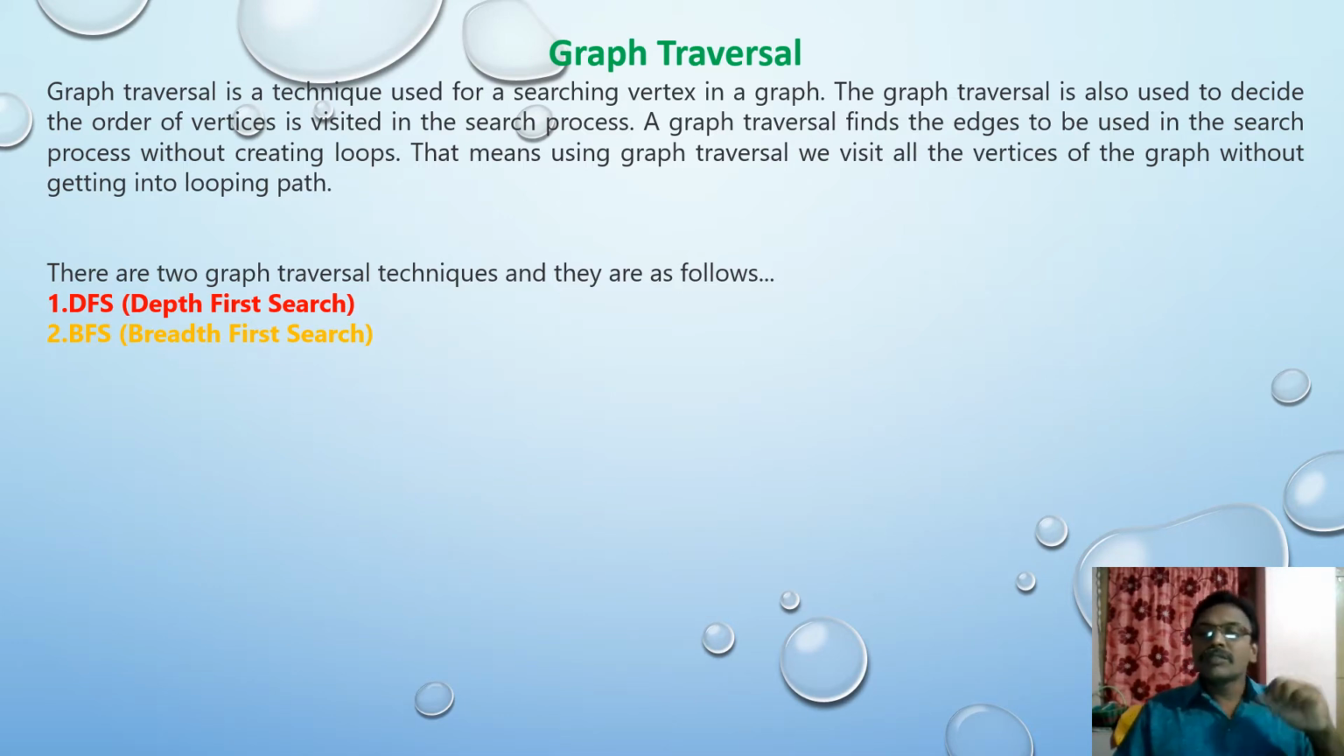Today, I would like to explain about graph traversals. Graph traversal is a technique used for searching vertices in a graph. A graph traversal is also used to decide the order in which vertices are visited in the search process. A graph traversal finds the edge to be used in the search process without creating loops.